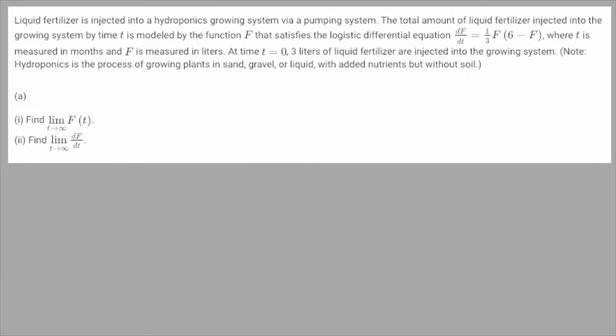So the first part talks about liquid fertilizer being put into a hydroponics growing system, and the amount of fertilizer F satisfies the logistic differential equation given right here. This means that the rate that the fertilizer is being put in depends on the amount of fertilizer. You're supposed to find the limit for the amount of fertilizer as t approaches infinity and the limit for the rate of the fertilizer being added as t approaches infinity.